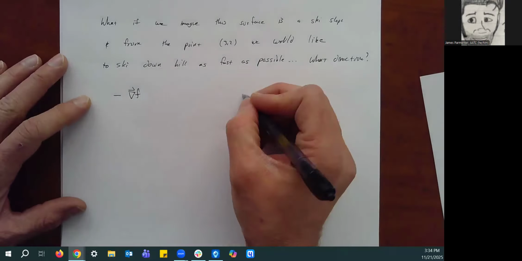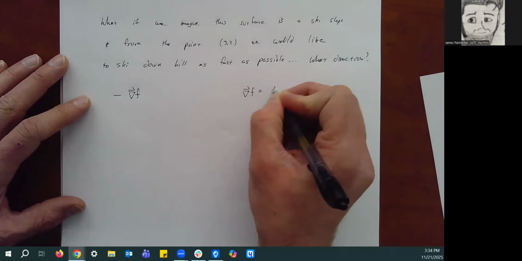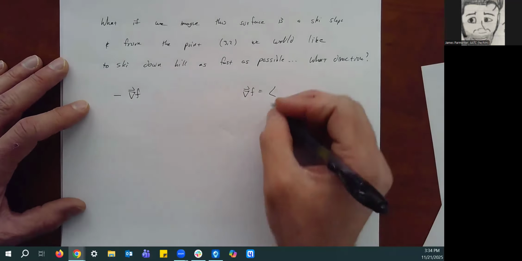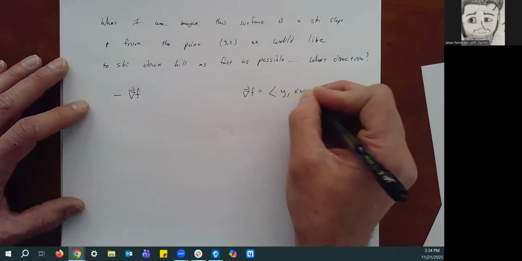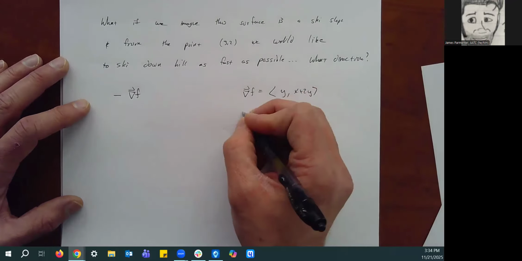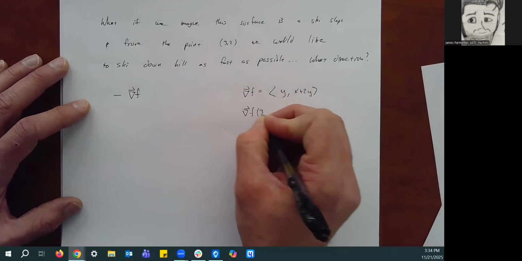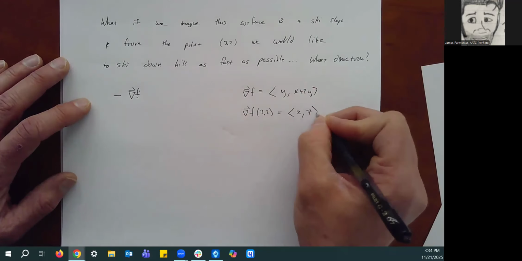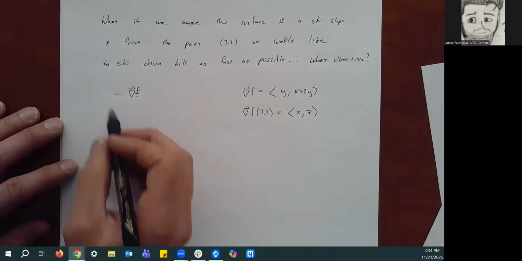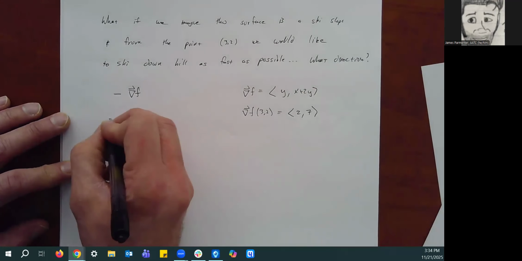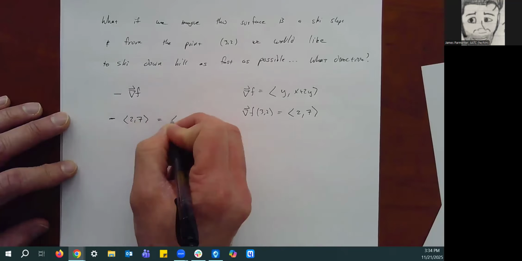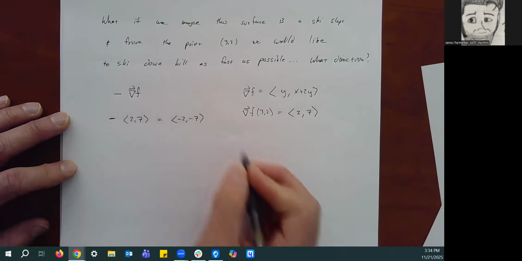Looking back at the problem, as a reminder, our gradient vector in general was, I don't remember what it was because it's been so long since we looked at this example, (y, x + 2y). So our gradient at the point (3, 2) was (2, 7). And so the answer here would be the negative of (2, 7), or (-2, -7).